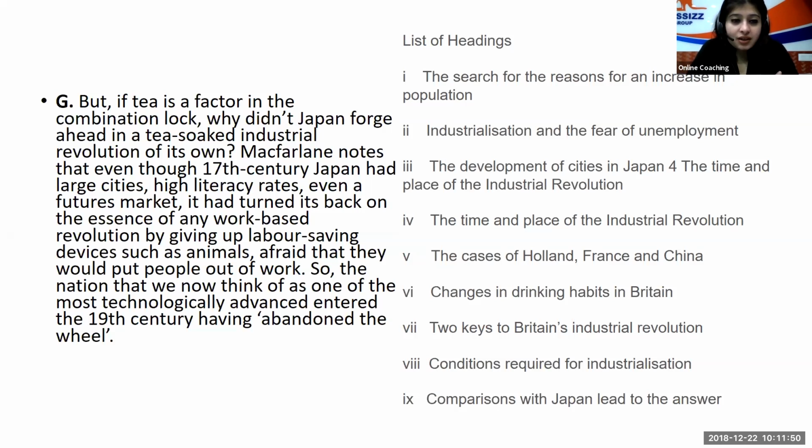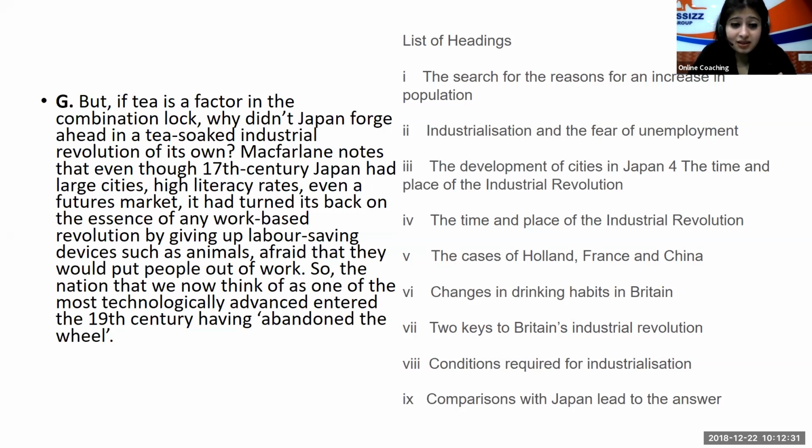But if tea is a factor in the combination lock, why didn't Japan forge ahead in a tea-soaked industrial revolution of its own? Macmillan notes that even in the 17th century, Japan had large cities, high literacy rates, even a futures market. It had turned its back on any ascent of any work-based revolution, giving up labor-saving devices such as animals, afraid that they would put people out of work. So the nation that we now think is one of the most technologically advanced entered the 19th century having abandoned the wheel.